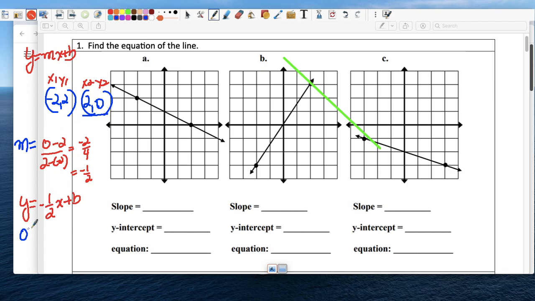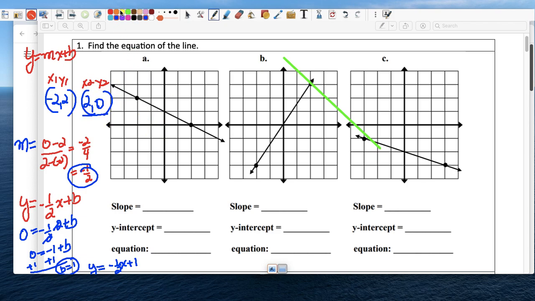So 0 equals negative a half times 2 plus b. These two will simplify. What's half of 2? It's 1, and that's just going to be negative 1. So 0 equals negative 1 plus b. We're going to add 1 to both sides, and b equals 1. So now I have my y-intercept and my slope, and I can write my equation: y equals negative half x plus 1. And I did that all with the 2 points.